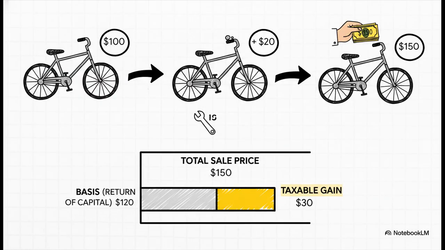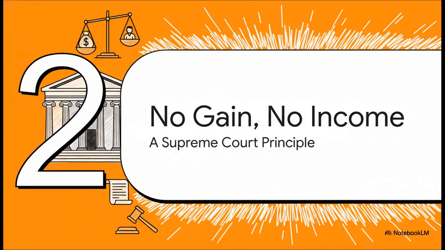This bike example makes it all crystal clear. Let's say you buy a bike for $100. You put another $20 into new parts. Your basis is now $120. Now, if you sell that bike for $150, your taxable gain is just $30. The key here, the whole point, is that the government can't legally tax you on the return of your original capital, that first $120.